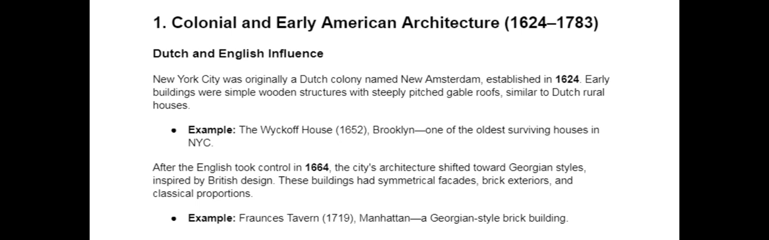After the English took control in 1664, the city's architecture shifted toward Georgian styles, inspired by British design. These buildings had symmetrical facades, brick exteriors, and classical proportions. Example: Frances Tavern, 1719, Manhattan, a Georgian-style brick building.